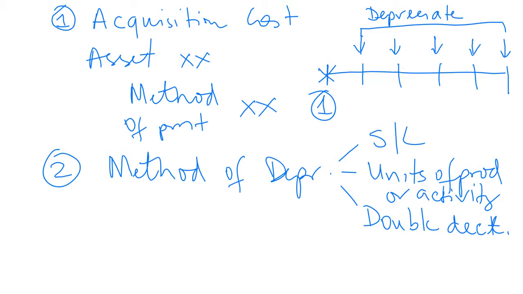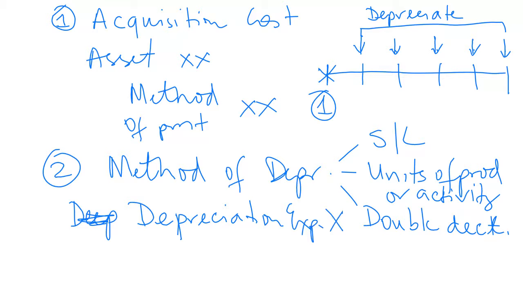So once we pick one of these depreciation methods, at these points, 1, 2, 3, 5, we will be preparing the following journal entry. We'll debit depreciation expense, and we'll credit accumulated depreciation.